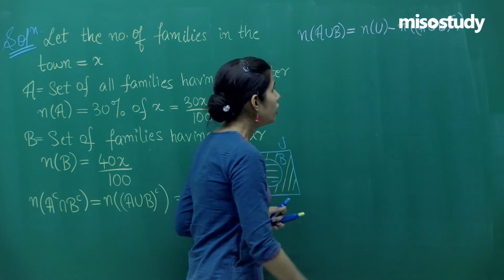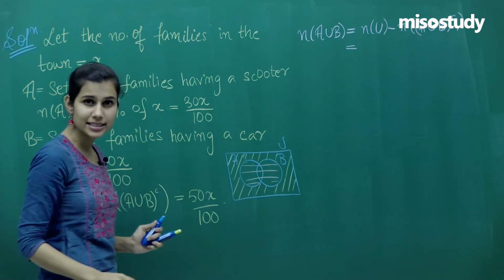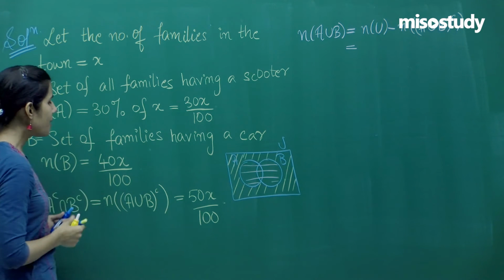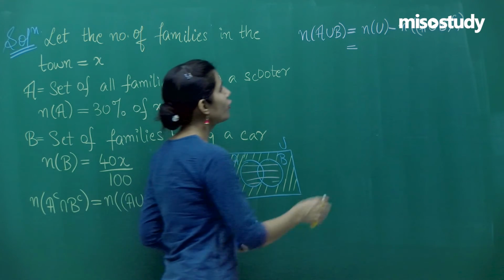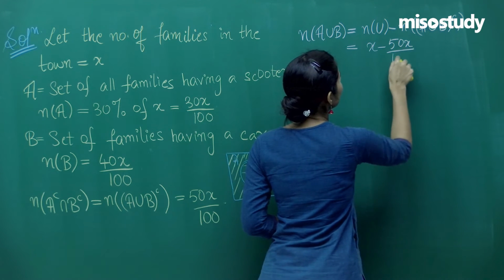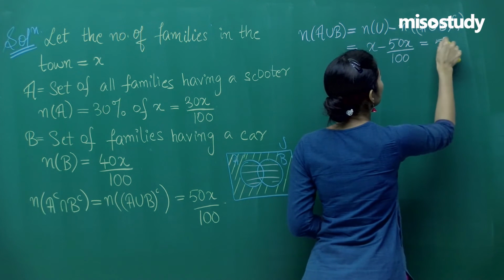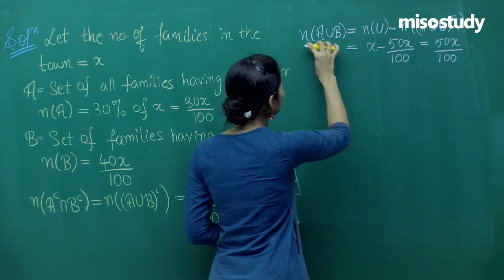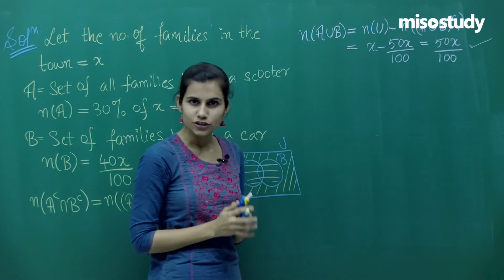complement. All of us know that the universal set, which is the total number of families considered, is taken to be X, and the number of members in A union B complement is 50x upon 100. Therefore, X minus 50x upon 100, which makes it nothing but again 50x upon 100. Thus, the number of members in A union B is 50x upon 100.